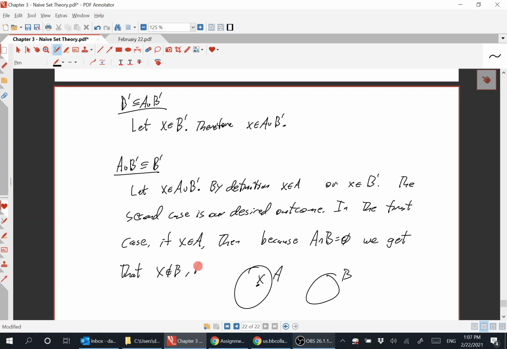X is not in B. That is, in other words, X is where? In B complement, yeah. As required. If you like the as required thing. End of proof.